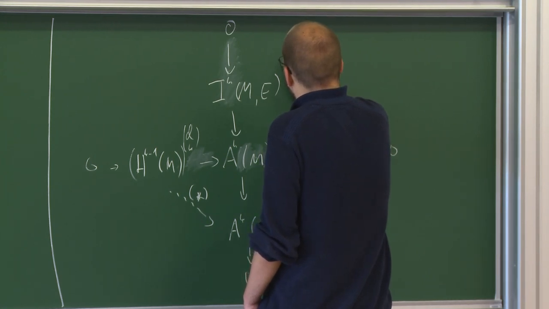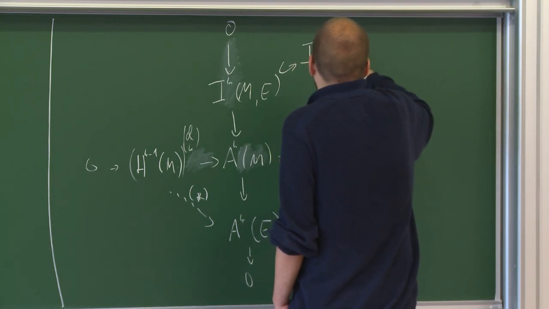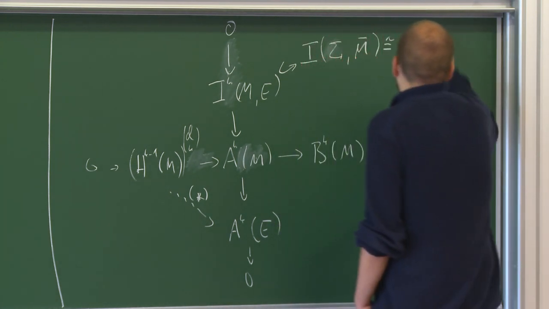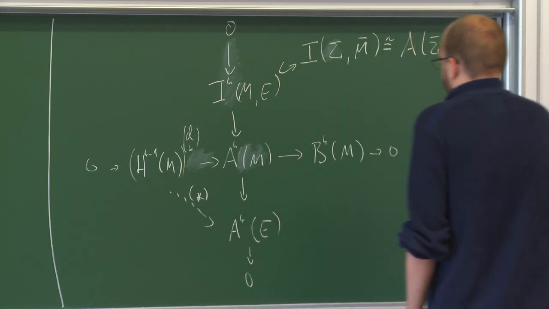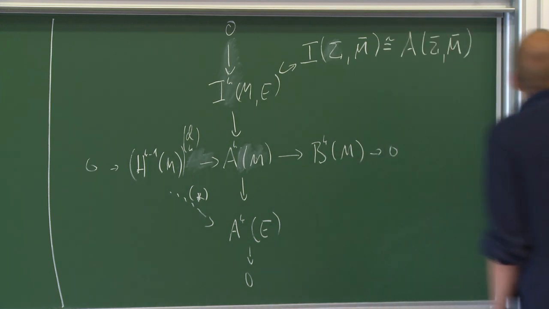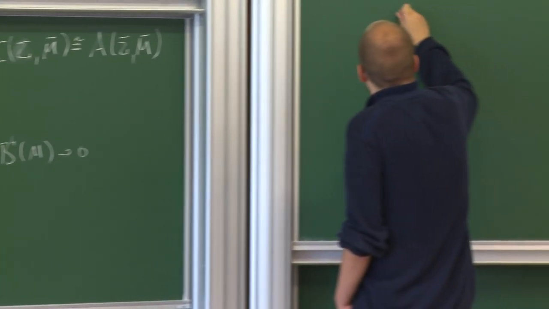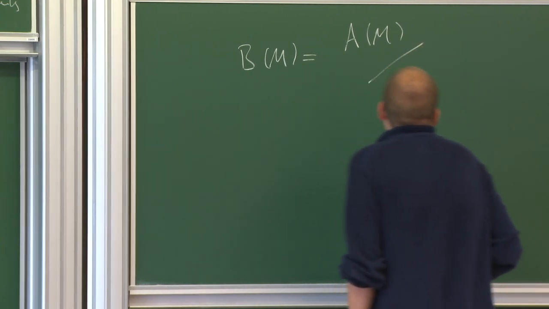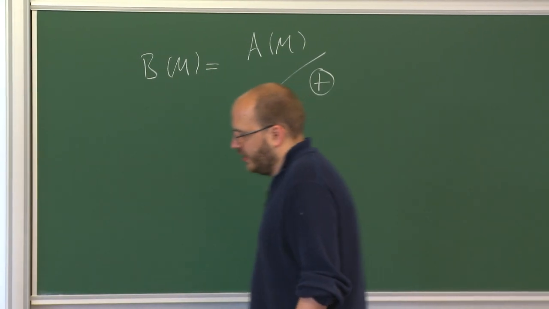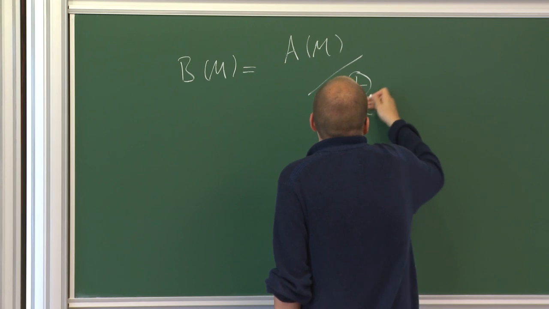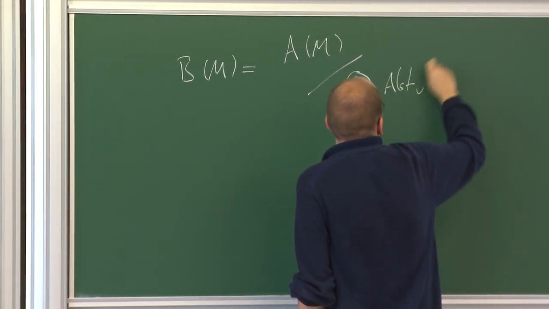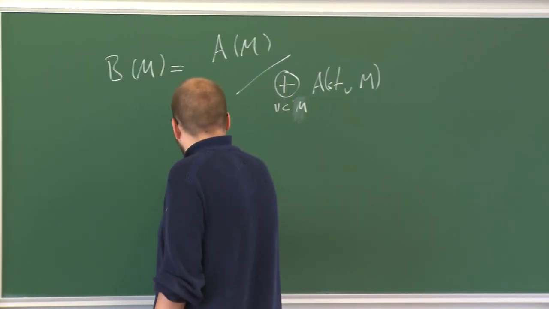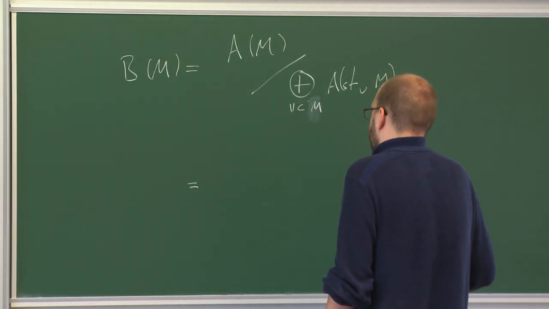So let's understand this a little. This here, I can think of as mapping, so this is included into I sigma M bar, which is isomorphic to A sigma M bar, which we discussed last time. And then, what is B K of M? Let us discuss this. B of M is A of M modulo the image of the direct sum over the vertices in M of the star of the vertex in M. All right, so this was our partitioning map. In particular, this is just the image under the partitioning map.